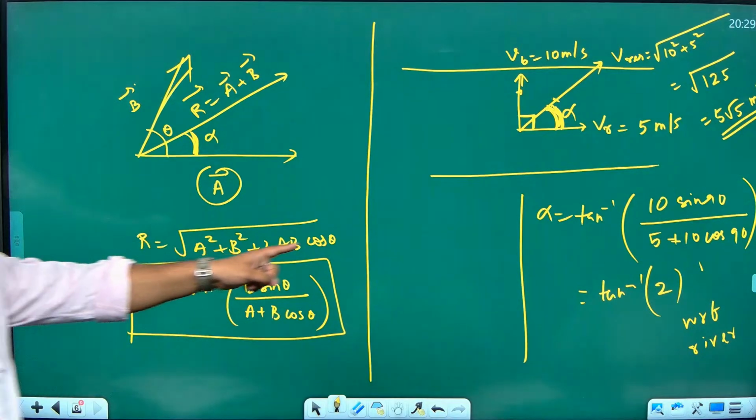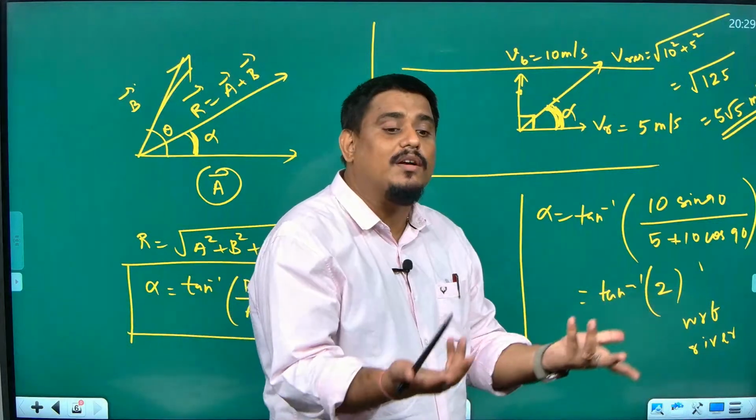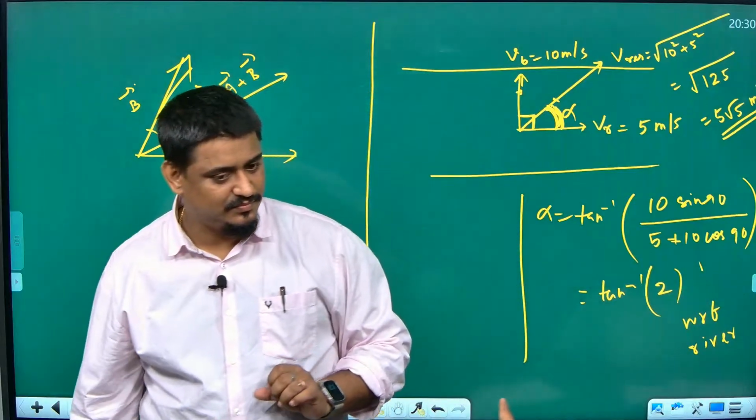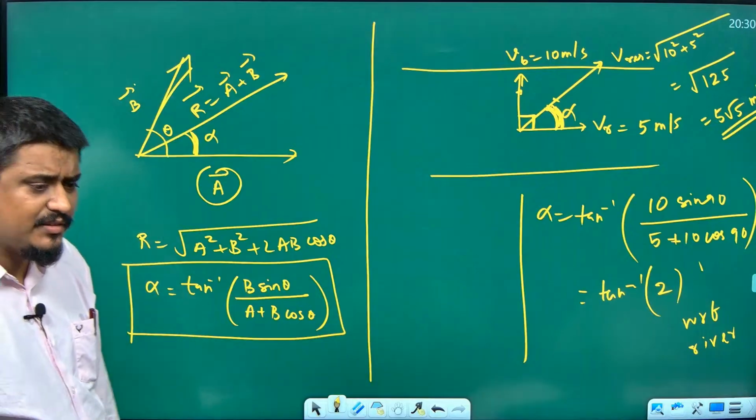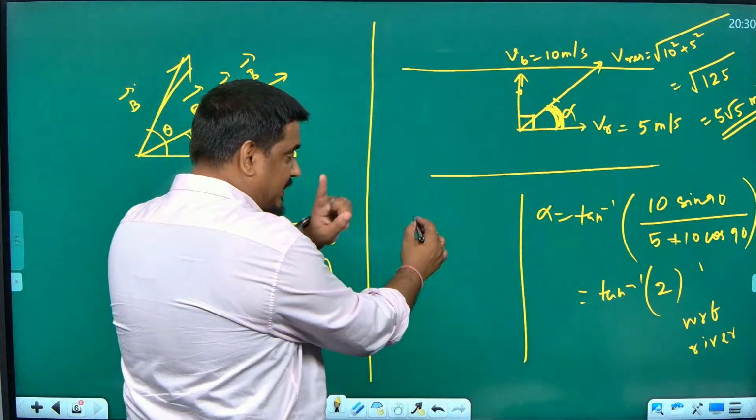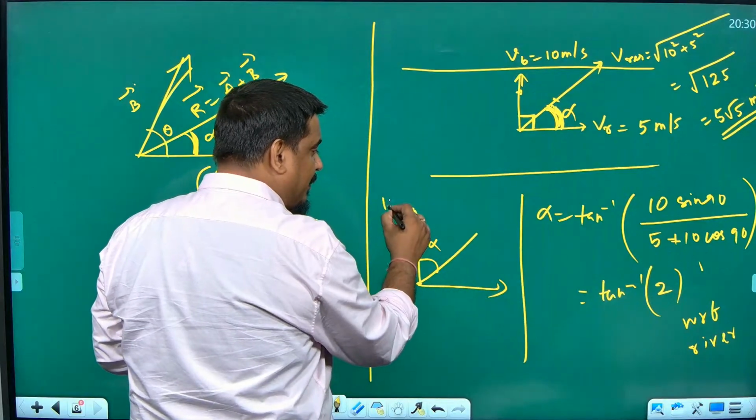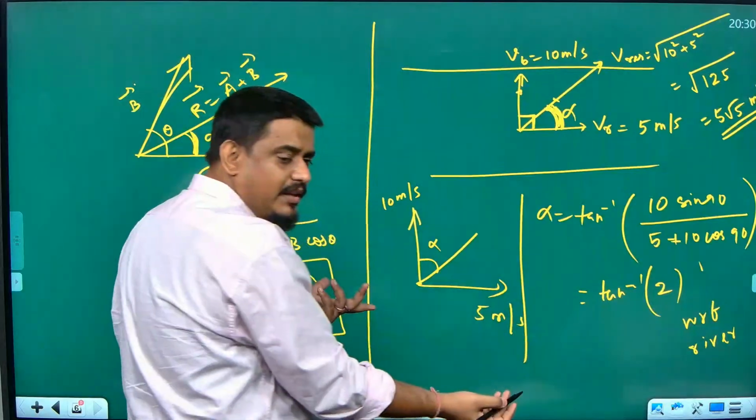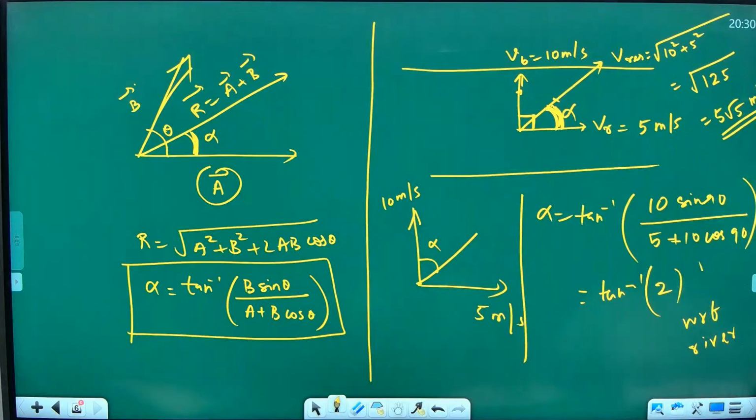But if you don't write "with respect to," they will not give marks to you. Tan inverse of 2 with respect to what? You should write with respect to the river in this case. If I take this as alpha, then this 10 meter per second will become A, 5 meter per second will become B. So it will become 5 sin 90 by 10 plus 5 cos 90. Are you understanding, Lalit? That's all.